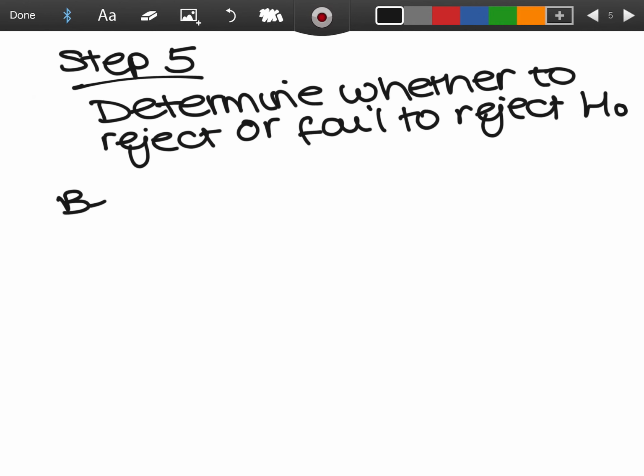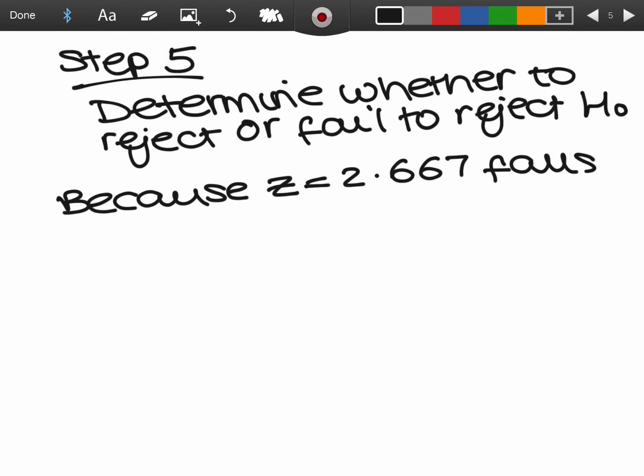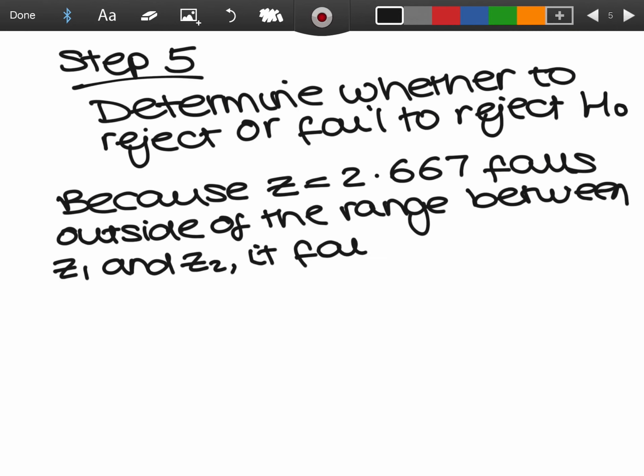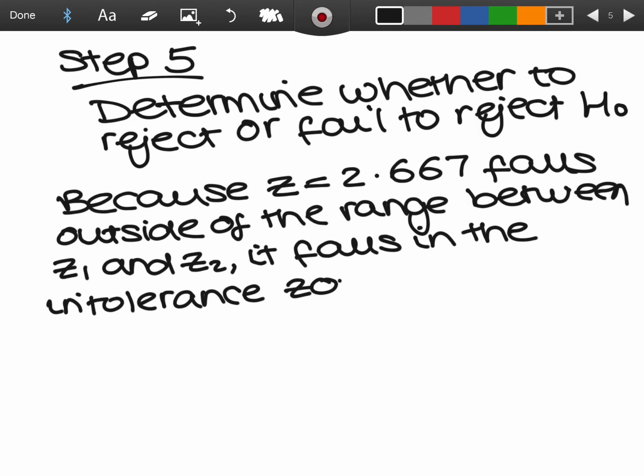So in this case, because the test statistic, Z, which is 2.667, falls outside of the range between Z1 and Z2, it falls in what we call the intolerance zone, actually, is the name of it. It falls in the intolerance zone. That's where we want to reject our null hypothesis.